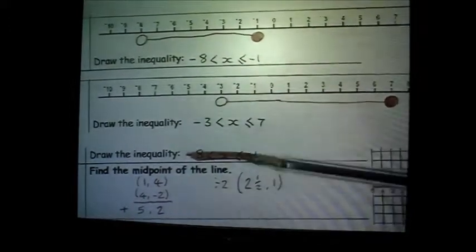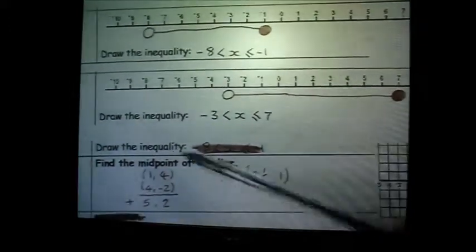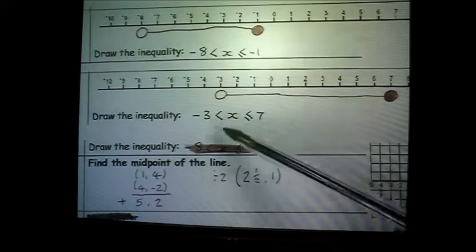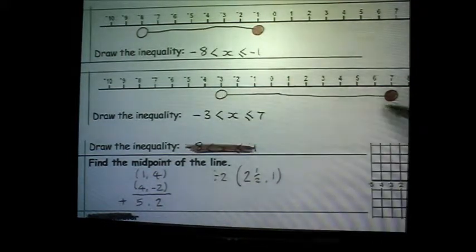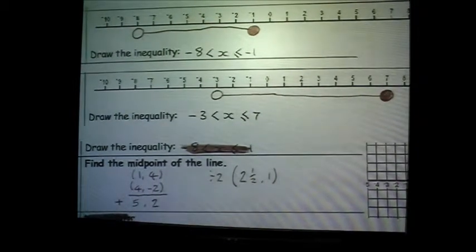Next one, excuse the things I've scribbled out. There's a few bits of photocopying, never mind. Draw the inequality, so there we go again. It's bigger than minus 3, but less than or equal to minus 7. So that's why the minus 7 one is coloured in, because it can be equal to it.